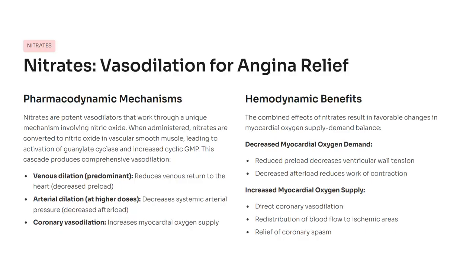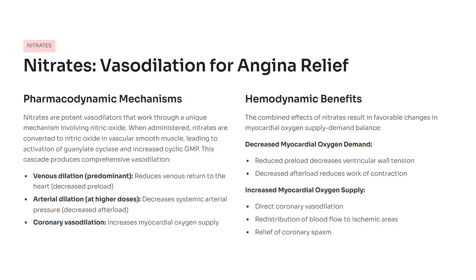Nitrates is good for vasodilation when patients are complaining of angina. They're potent vasodilators that work through a unique mechanism involving nitric oxide. When it's administered, nitrates are converted to nitric oxide in the vascular smooth muscle, and that leads to an activation of the GMP.